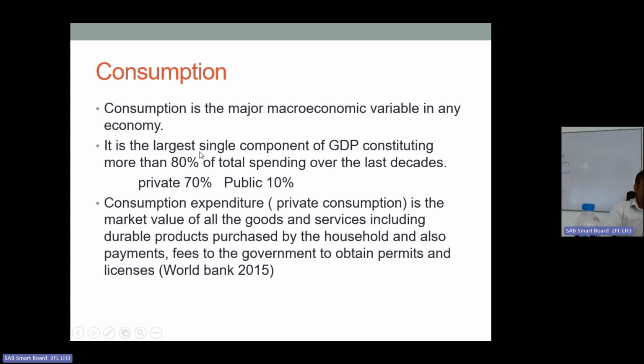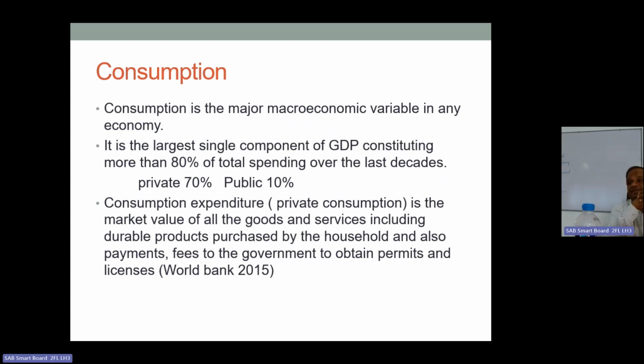So you can see the private consumption, from the total consumption expenditure, is the significant part. That is very important. On one side, we allocate our income mainly for consumption.